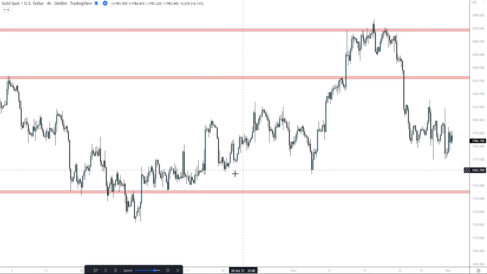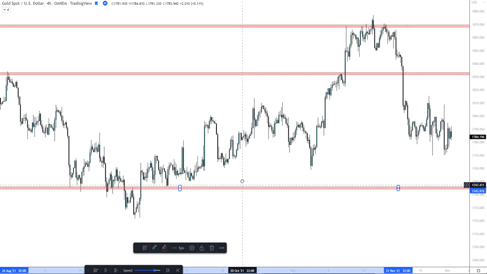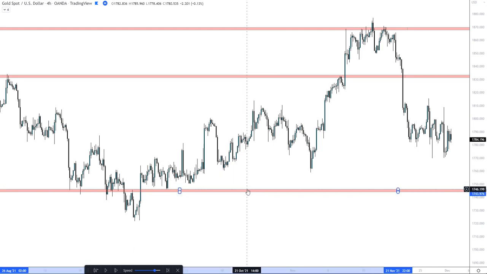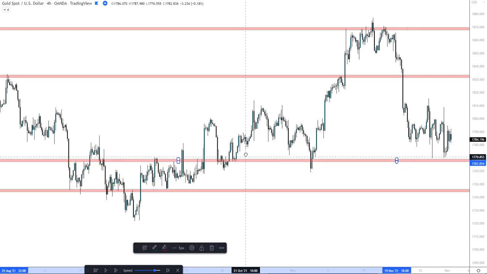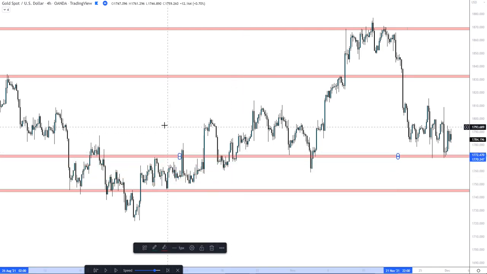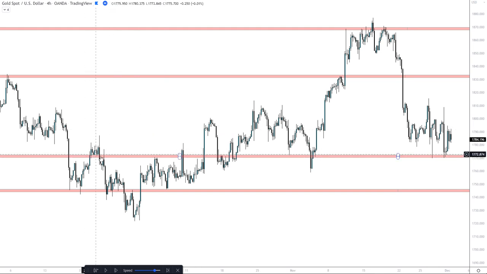So that's one. Now let's go try find some more supports, if we can. So here, I can see we've had support, resistance, resistance, resistance, support, support.